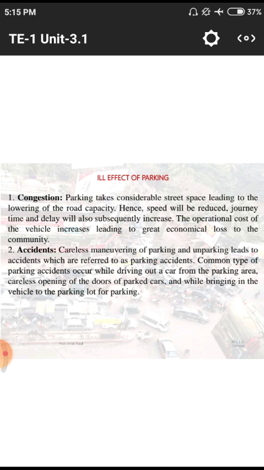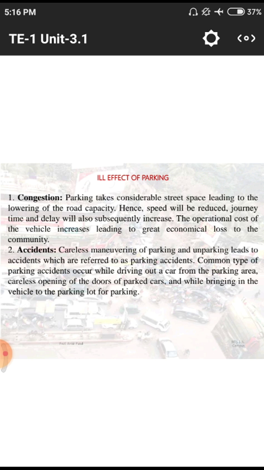Next one, journey time and delay will subsequently increase. Whenever we have to move with a small speed, automatically our journey time will increase. These journey times are discussed in the origin and destination studies. That means whenever we are moving through particular spaces, we need to prefer a particular route that gives a better, time-saving route. All this comes under the origin and destination studies also.